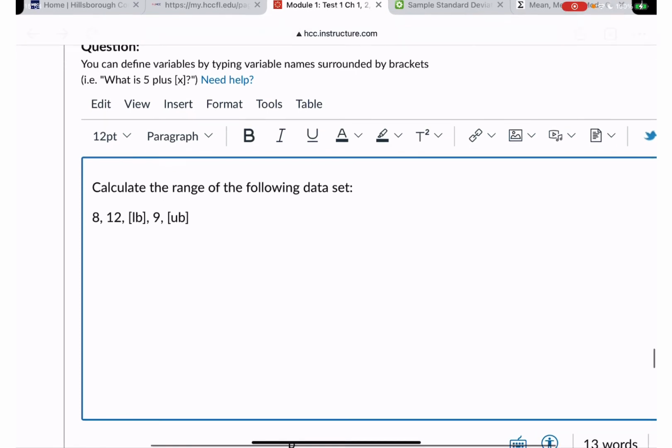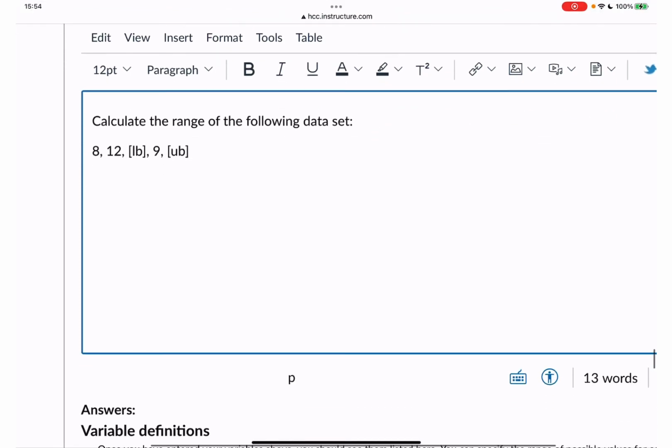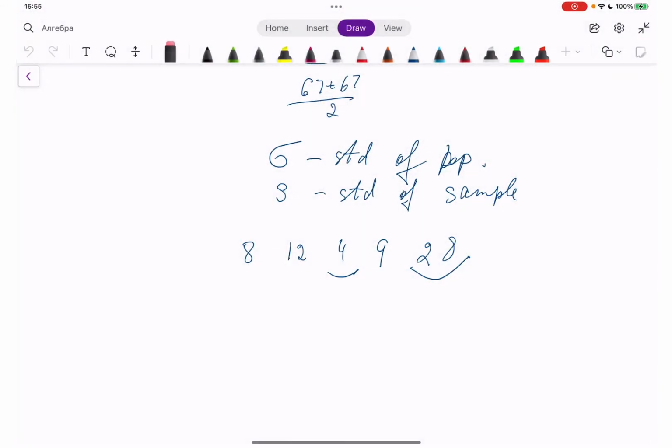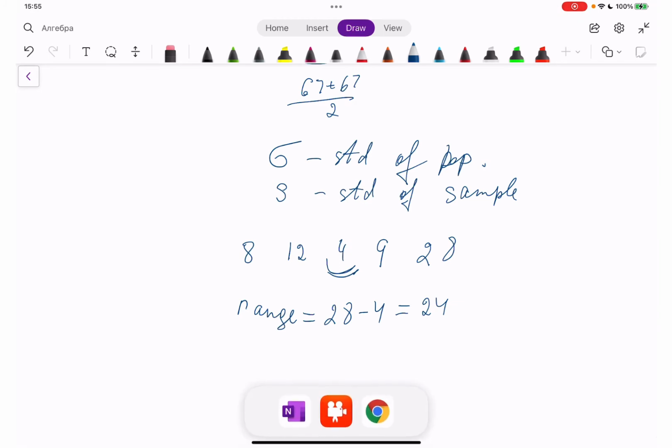Since I am in instructor's preview mode, here is LB, UB, but I don't know what all this means. I looked in the student view, and there were numbers I wrote down: 8, 12, 4, 9, 28. To find the range, the maximum is 28. The minimum is 4. 28 minus 4 is 24. Okay? So the answer is going to be 24. This is how you're going to figure out the range.